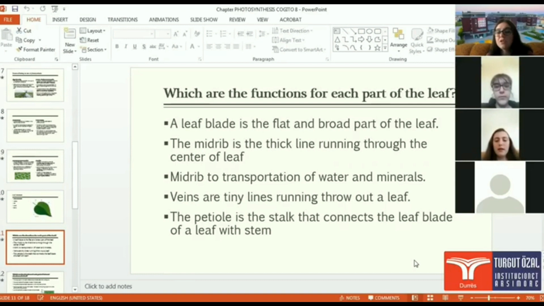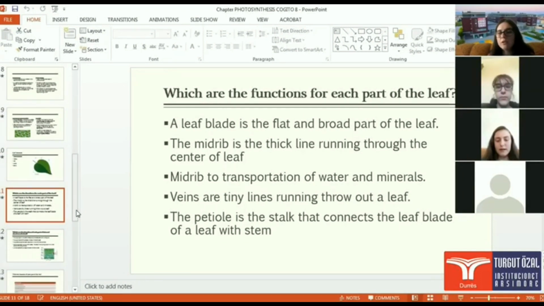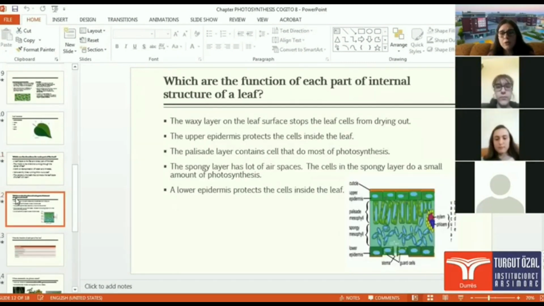Okay. What is the function of the midrib? The midrib is used to transport water and minerals. The veins are tiny lines running throughout the leaves, and the petiole is the stalk that will always connect the leaf blade with the stem. Now, it's very important to know the internal structure of the leaf.